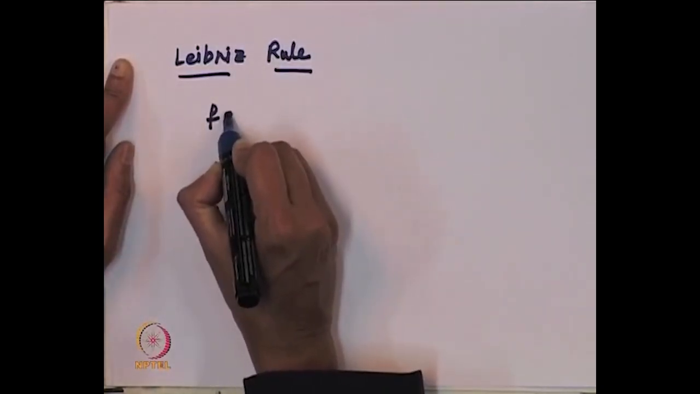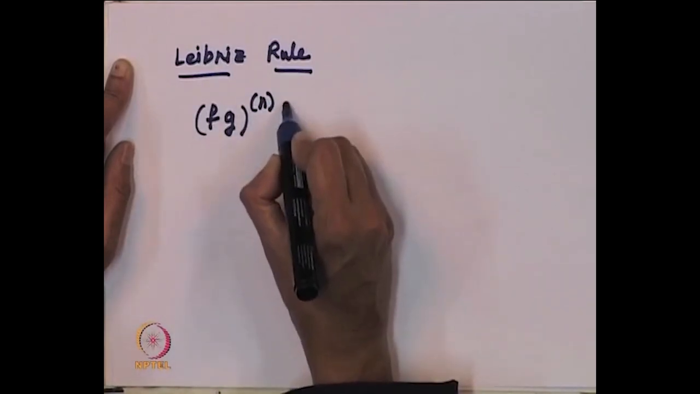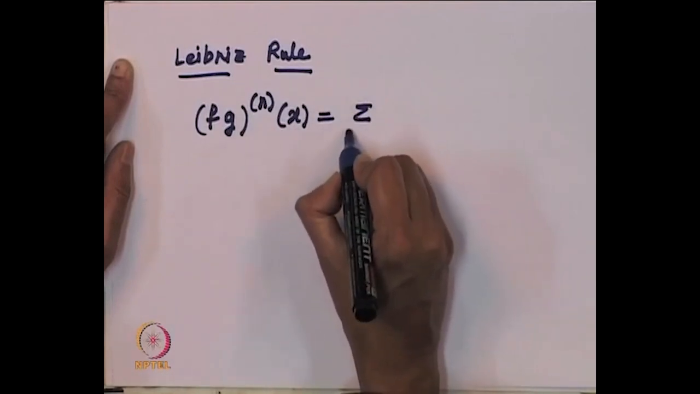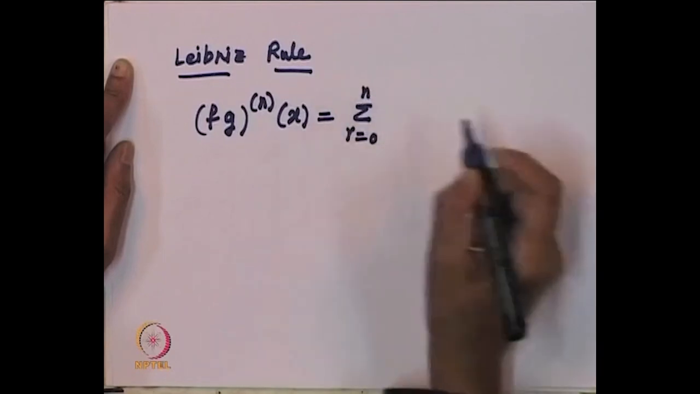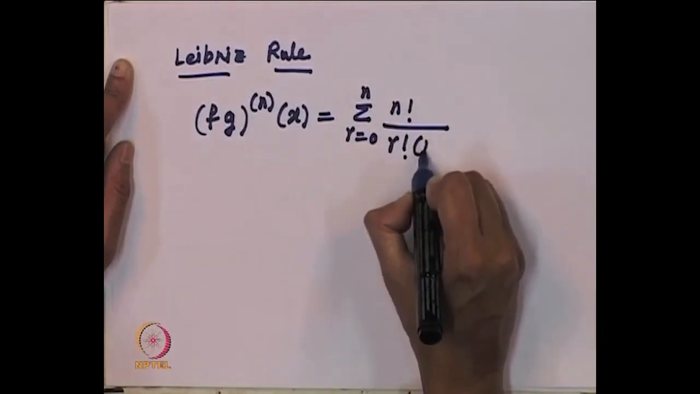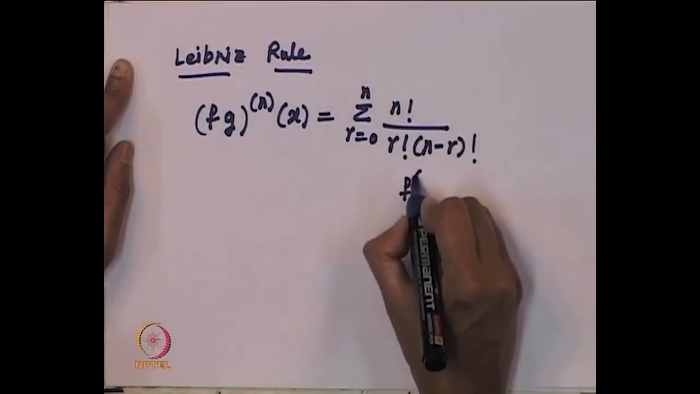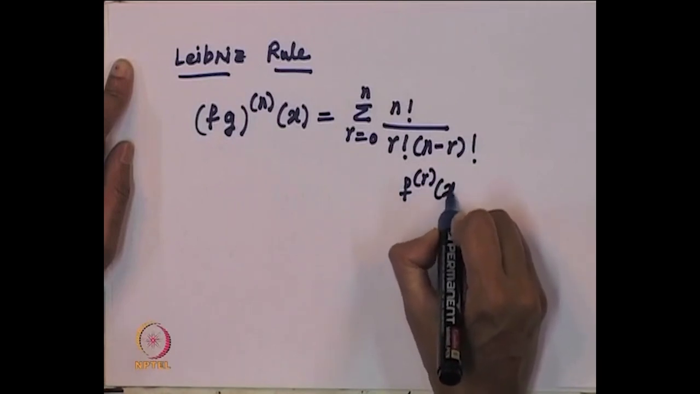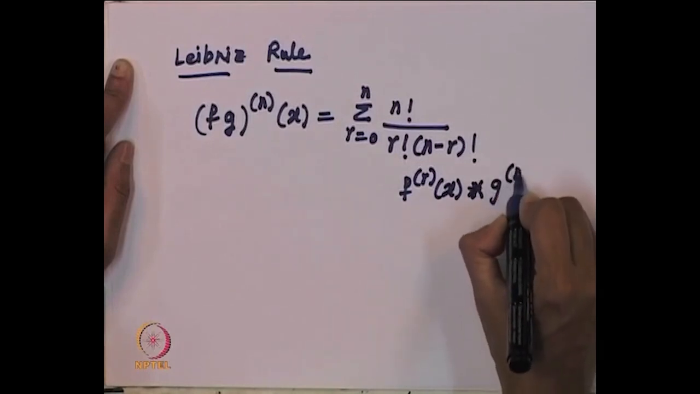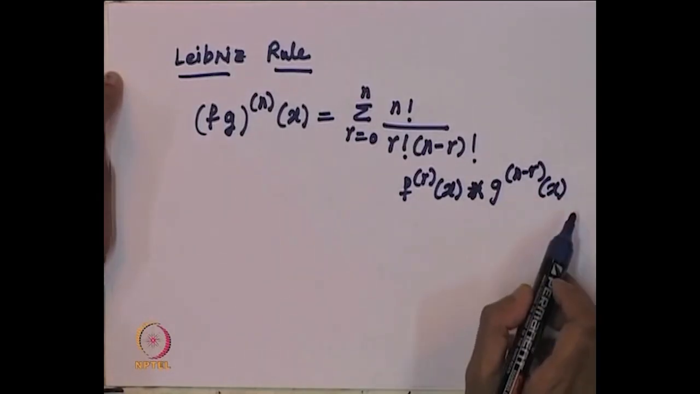If you consider two functions f and g, the nth derivative of f into g at a point x is given by the summation r going from 0 to n, n factorial divided by r factorial times n minus r factorial, times the rth derivative of f at x multiplied by the n minus rth derivative of g at x. So, f^(r)(x) into g^(n-r)(x).